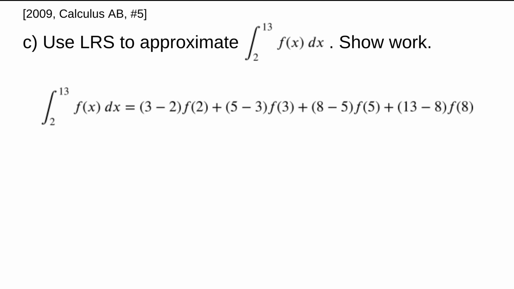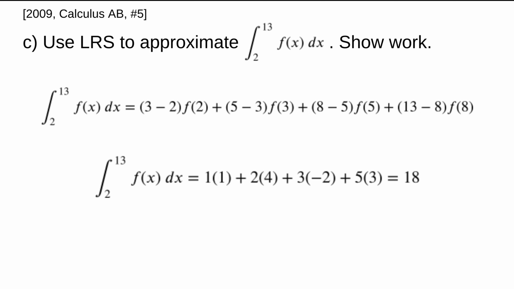So we set up our left-hand Riemann sum: 3 minus 2 times f of 2, plus 5 minus 3 times f of 3, plus 8 minus 5 times f of 5, plus 13 minus 8 times f of 8. And then the values for f of 2, f of 3, f of 5, and f of 8 we grab directly from the table. So we get 1 times 1 plus 2 times 4 plus 3 times negative 2 plus 5 times 3. And when all is said and done, that is equal to 18.